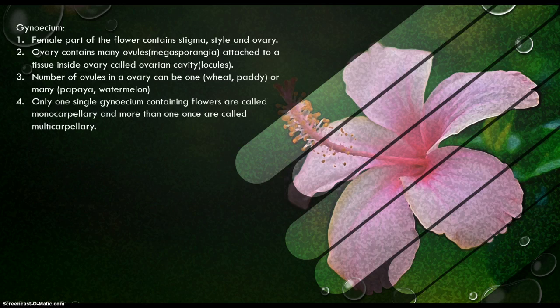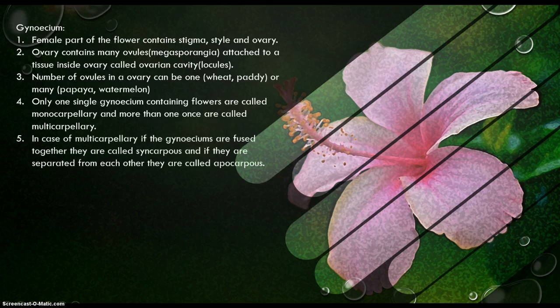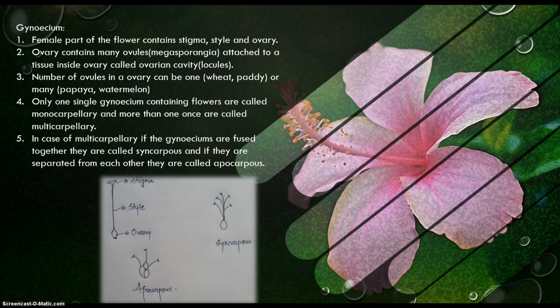Next, if a flower contains only one single gynoecium, it is known as monocarpellary. That means if a flower contains only one gynoecium, it is known as what? Monocarpellary. And if it contains more than one gynoecium inside one single flower, it is called multicarpellary. Now in multicarpellary, if the gynoecia are fused with each other, they are called syncarpous. And if they are separated from each other, they are known as what? Apocarpous. See the diagram in order to understand this.